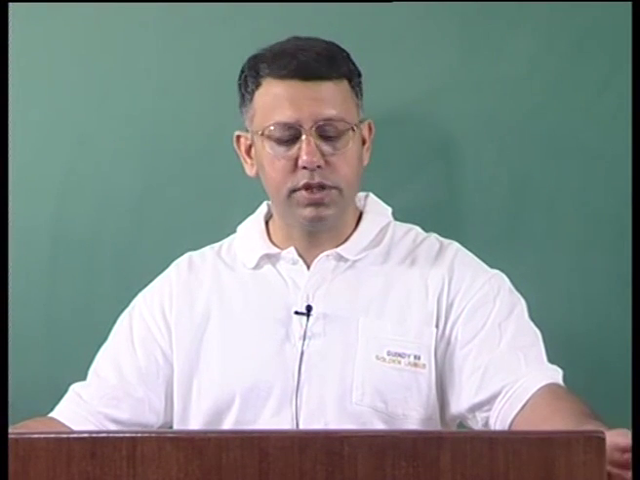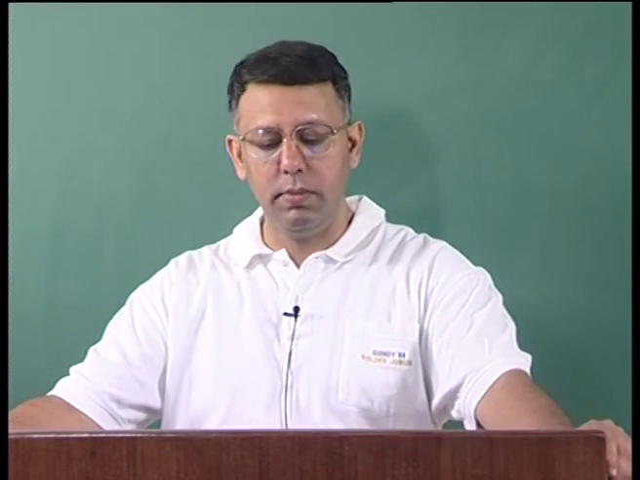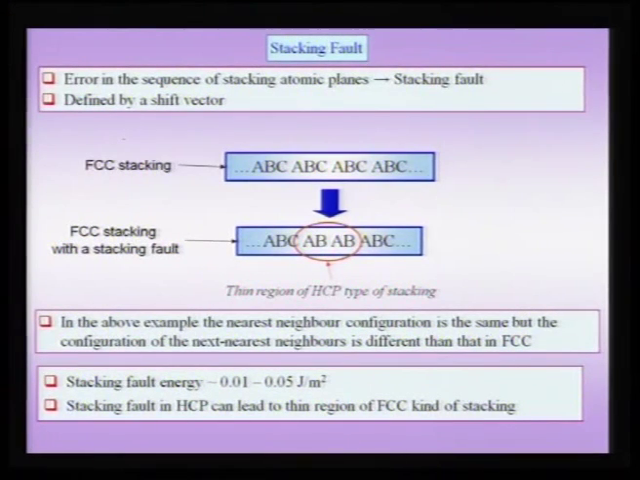We had noted that, for instance, in an FCC or a cubic close pack crystal, the stacking sequence is ABC, ABC, ABC, and similarly for an HCP crystal, it will be AB, AB, AB. It could so happen that during crystal growth, a defect is introduced when the stacking sequence is disturbed for whatever reason. For instance, you had a perfect crystal which is ABC, ABC, ABC, and obviously that stacking direction being the 111 direction of the cubic close pack crystal.